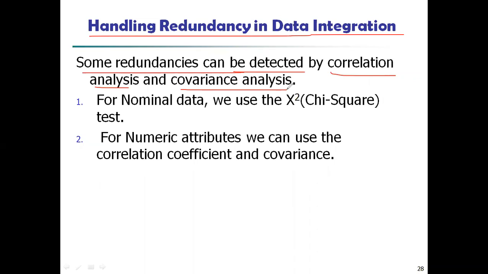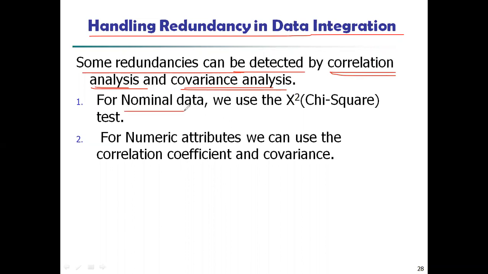To handle redundancy, there are two kinds of techniques. What is the first one? Correlation analysis. What is the second one? Covariance analysis. Again, the correlation analysis can be divided into two types, based on the data. The correlation analysis for nominal data.